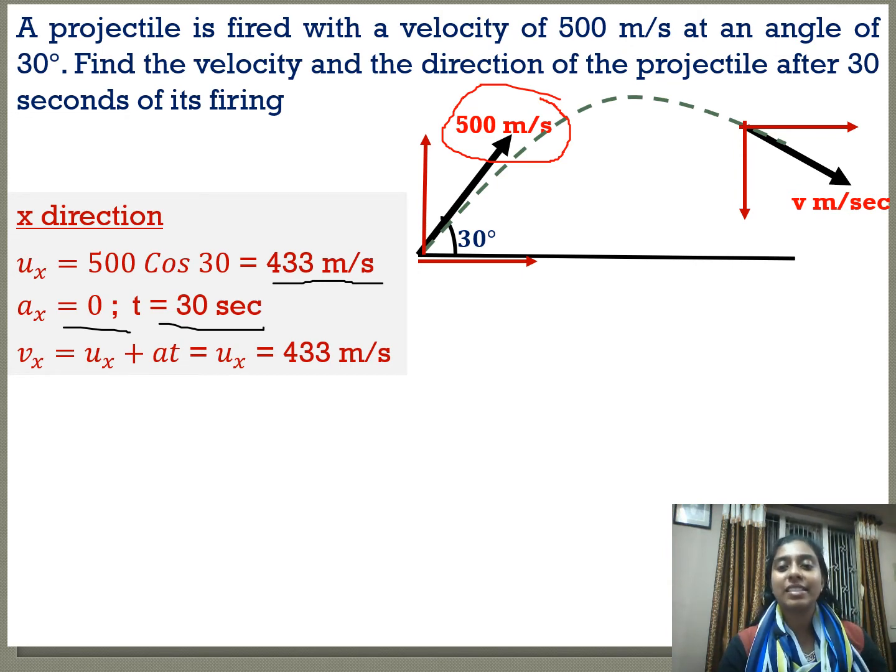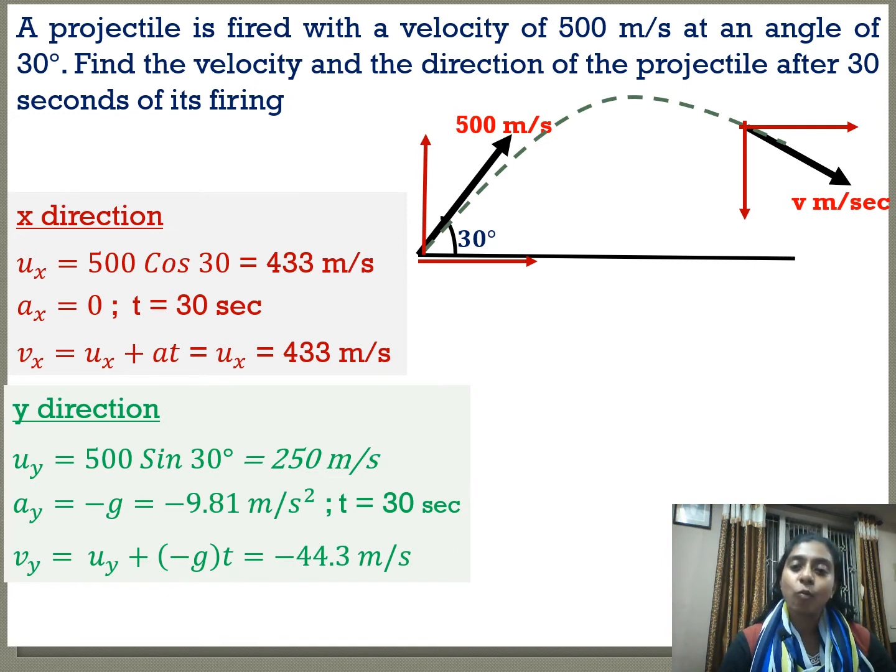So after 30 seconds the final velocity v will be, we know the equation v is equal to u plus at. Using that equation in the x direction, vx, that is the component of velocity in the x direction after 30 seconds, is equal to the initial x component ux plus at. So a is equal to 0, and we get the x component will be the same. ux is equal to vx, that is equal to 433 meter per second.